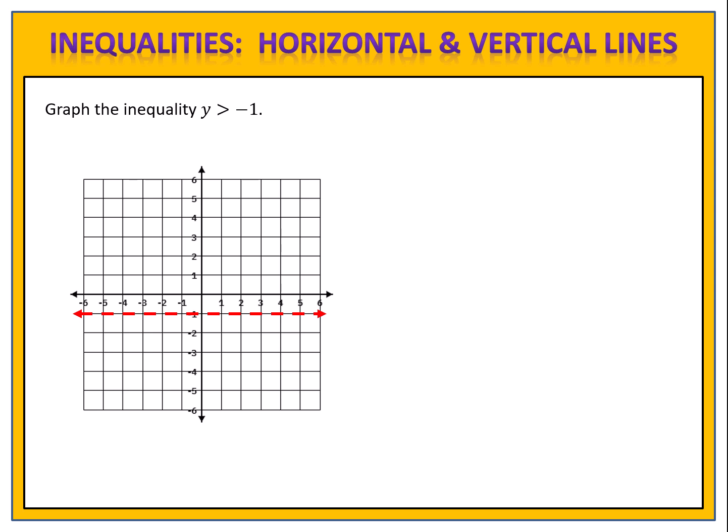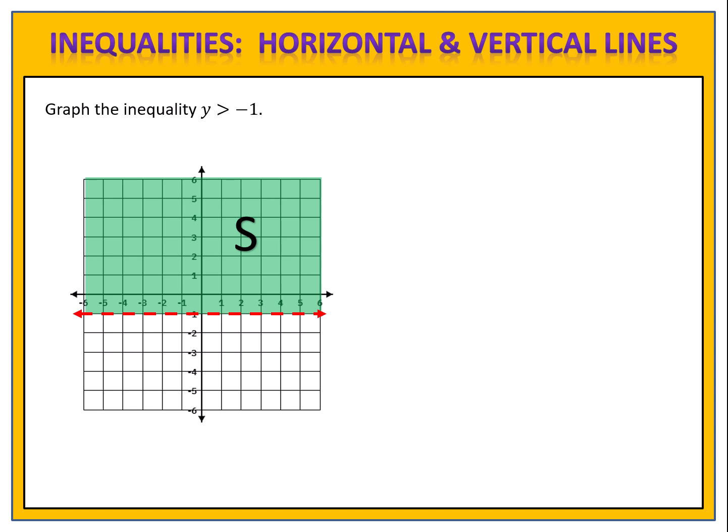We then have to decide where to shade. The inequality is y is greater than -1, so we look at the y-axis and identify where the y values are greater than -1. In this case, it's above the line, and so that's the region that we shade. We label our solution set with the letter S, which stands for solution, and we're all done.